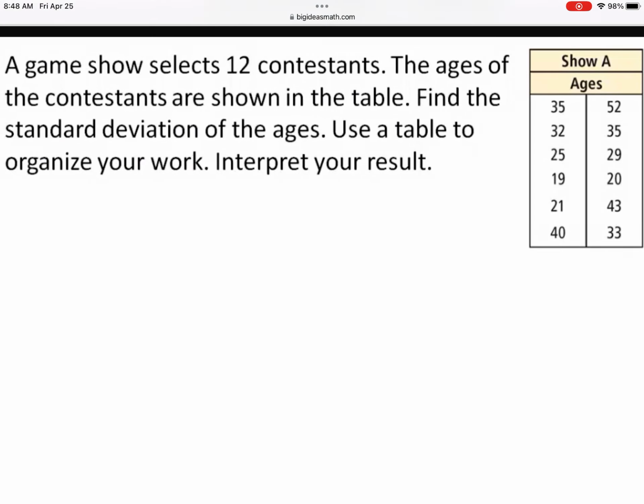First, make a table. Then find the mean x bar. The mean of the ages is given by the sum of the ages divided by the number of ages, which is 12. So the mean x bar equals 384 divided by 12, or 32. Use 32 for x bar in the table.